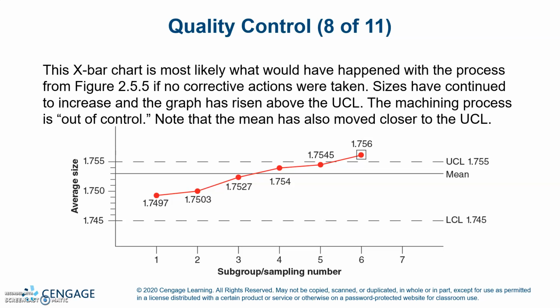This X-bar chart is most likely what would have happened with the process from figure 255 if no corrective actions were taken. Sizes have continued to increase and the graph has risen above the UCL. The machining process is out of control. Note that the mean has also moved closer to the UCL.